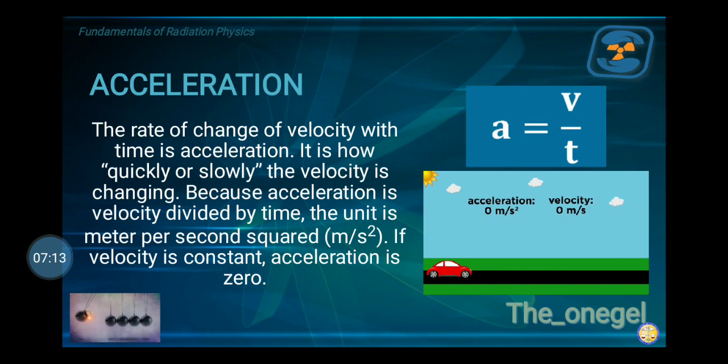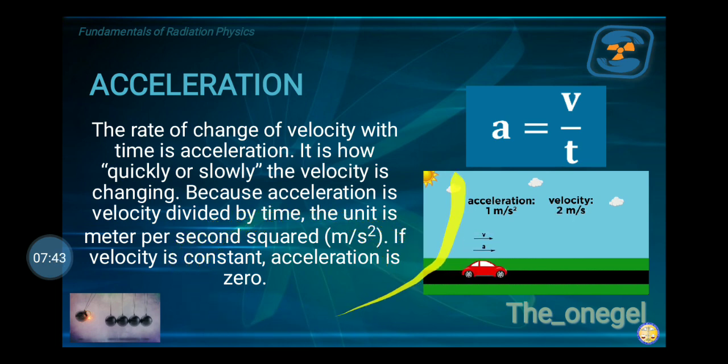Okay. How about acceleration? Acceleration is the rate of change of velocity with time. This is how quickly or slowly the velocity is changing. Because acceleration is velocity divided by time, the unit is meter per second squared. So, if the velocity is constant, acceleration is zero.